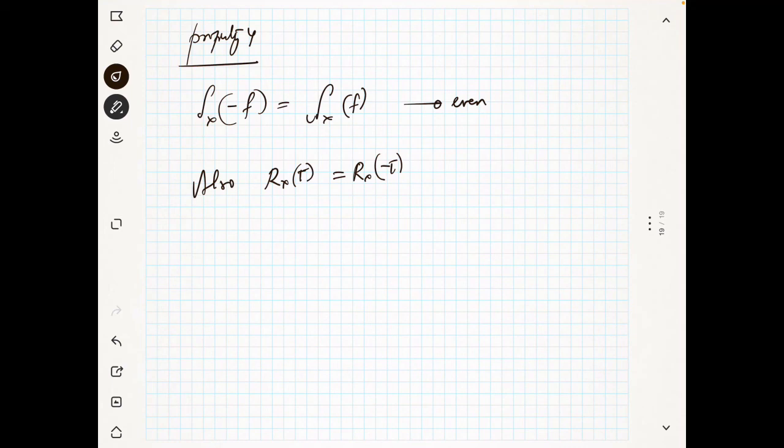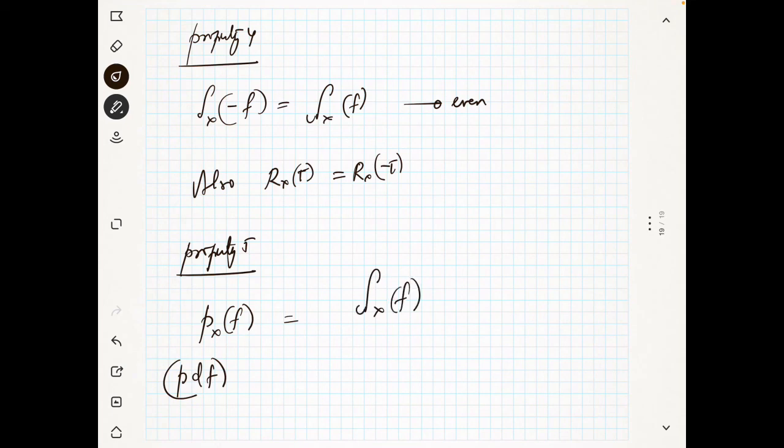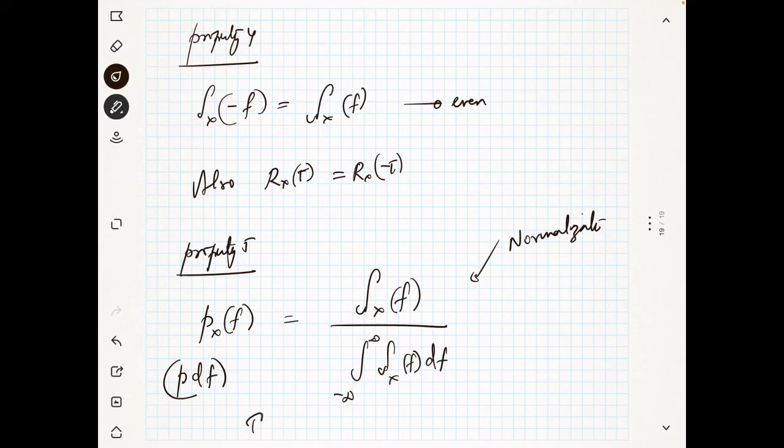And one more thing: if you know the power spectral density, you can easily find the PDF in the frequency domain as follows. Property 5: the px, that is the probability density function, can be found if you know Sx of f, then you just have to normalize it. Normalization means the area under it becomes 1. So we will just divide it by the total area under it, the integral of Sx of f df. If you do like this, then the integral of px of f df from minus infinity to infinity will become 1.